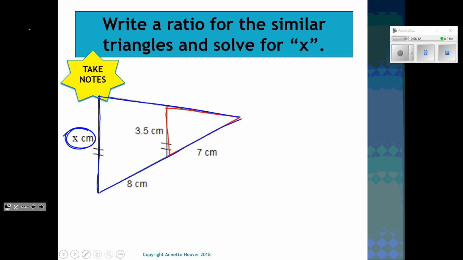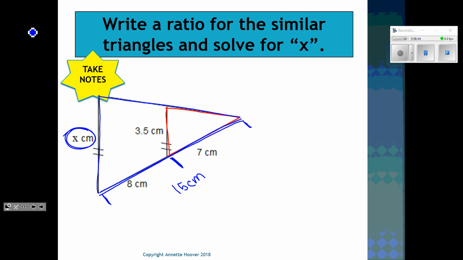But for the larger triangle, we need to know the length of this side right here. Well, they give us that 7 centimeters is from here to here. That is our 7 centimeters. And from this place to this place is 8 centimeters. So we actually have to do a little math here to figure out the length of this side of the bigger triangle. They didn't give it to us. We got to figure it out. And 8 plus 7 is 15. So now we know the length of the larger triangle on this side.